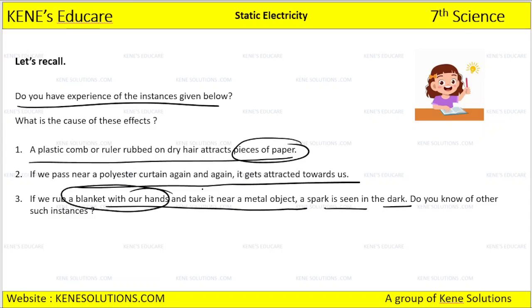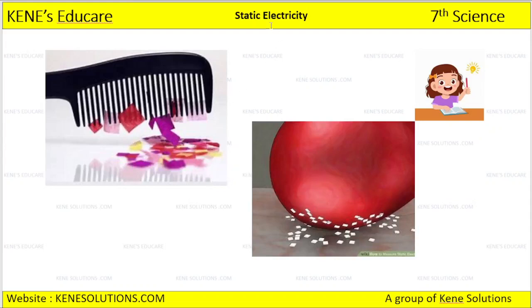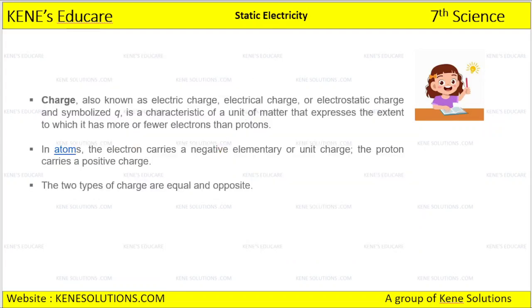तो ये सब क्या है? These are nothing but part of static electricity. You can see the hair comb which is rubbed on the hair; it is attracting small pieces. Even you can see in general how the rod is attracting the small pieces of paper if it is rubbed. Now what is a charge?